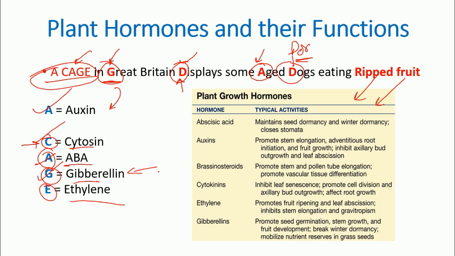Now the last one, ethylene, with the ripe fruit, because ethylene's job is to cause fruit ripening. It's a gaseous hormone which will allow the fruit to ripen and also has some role in the flowering process as well. So now you not only know the 5 important plant hormones but also all their important functions, all within 5 minutes. And I hope you can solidly remember that by knowing this: a cage in Great Britain displays some aged dogs eating ripe fruit.